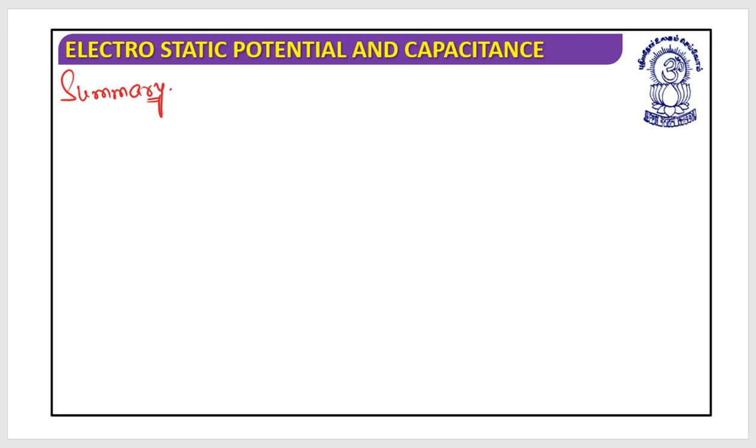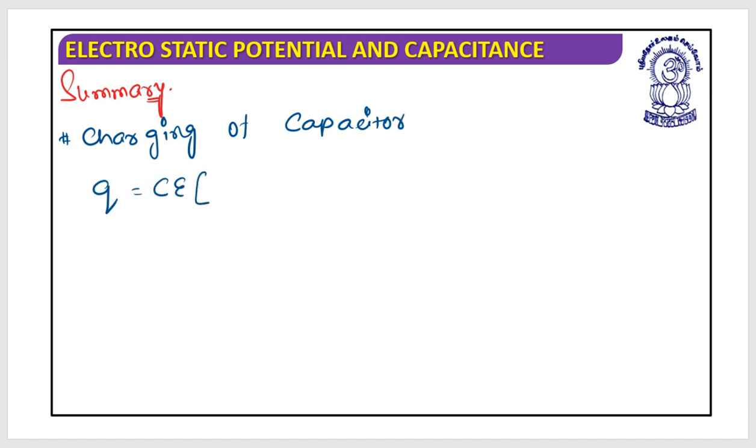When we charge the capacitor, basically this is the charging of a capacitor. The relation is Q = C E (1 - e^(-t/RC)). So at t = 0, the charge would be 0.